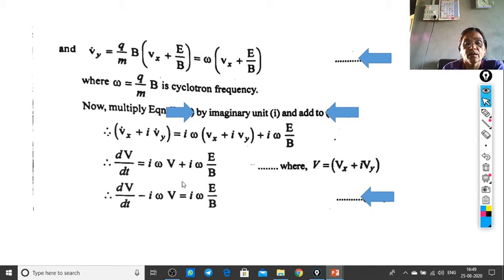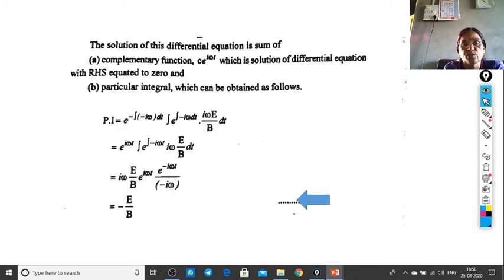Rewriting this equation, dV by dt minus I omega V is equal to I omega E upon B. What have I done here? Again, I am taking the V components to one side and the remaining part of the equation to the other side, meaning the LHS is totally dependent on the velocity vector V, and the RHS is free of V. Therefore, dV upon dt minus I omega V will be equal to I omega E upon B. I think it is clear to you.